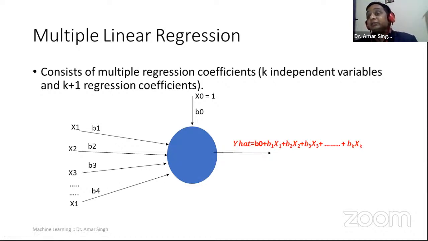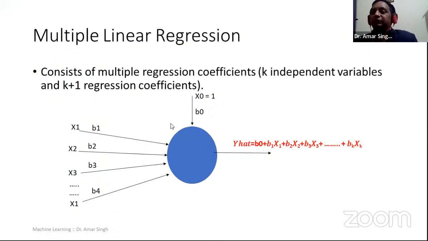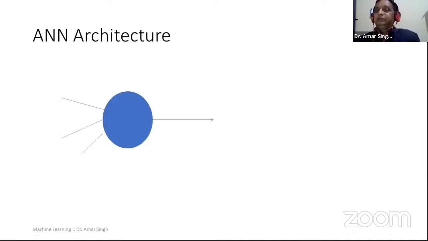So this equation is the same as the equation of an artificial neural network, that is B0 plus W1 multiplied by X1 plus W2 multiplied by X2 and so on. So this is the equation of one neuron. This is the summation equation, right? So with the help of one neuron, I cannot solve data sets which are non-linear in nature.